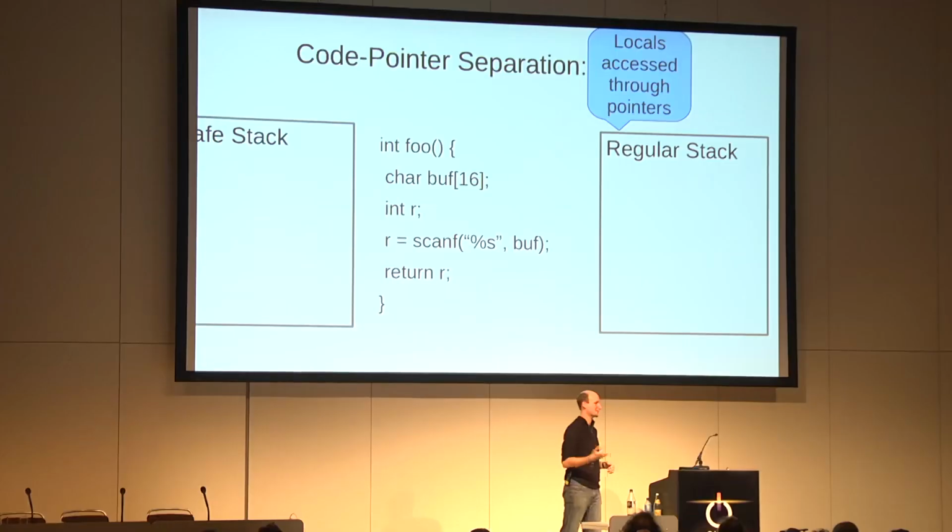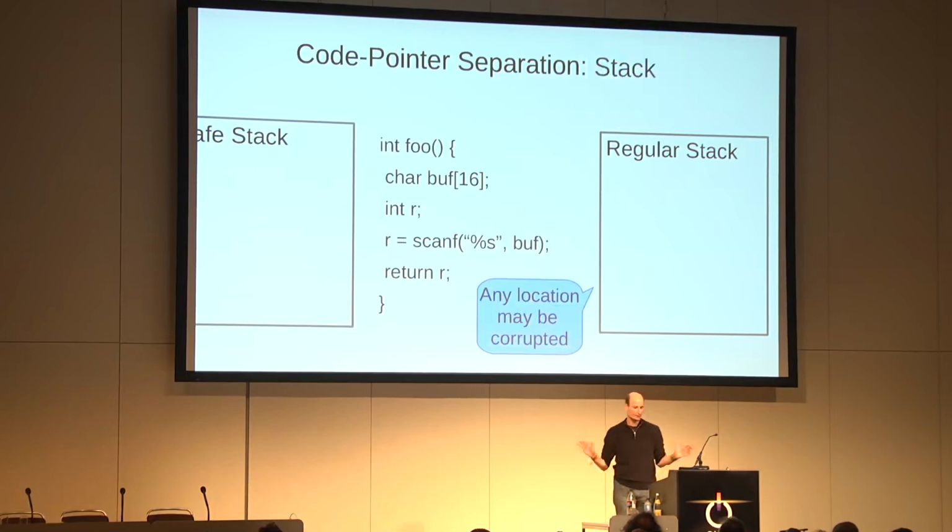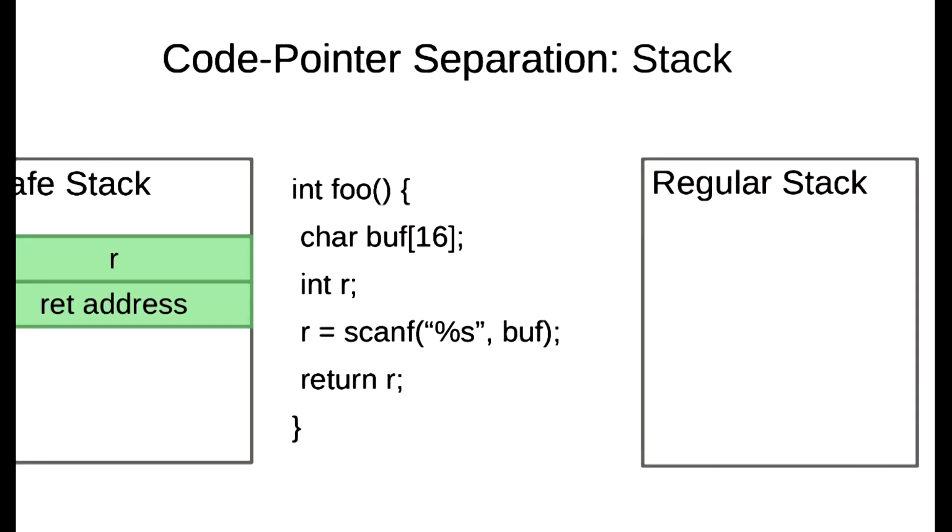So if it escapes the local stack frame, or whatever, we keep it on the regular stack. And we assume that the attacker can corrupt anything on the regular stack. So we ensure complete safety on the safe stack. We don't give any guarantees on the regular stack. So if you look at our small code snippet, the variable R and the return address would be pushed onto the safe stack, and the buffer would be pushed onto the unsafe stack, and the attacker could corrupt some of the other stuff on the unsafe stack.